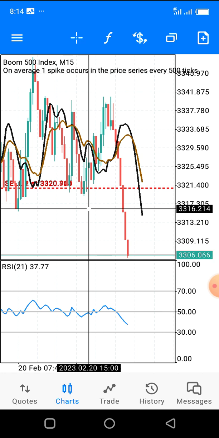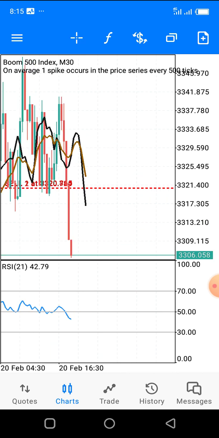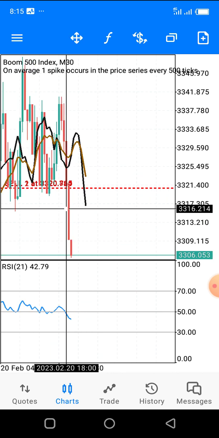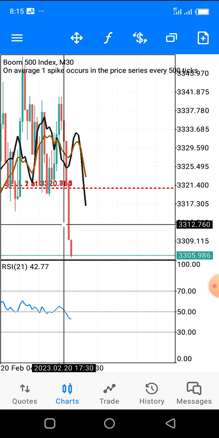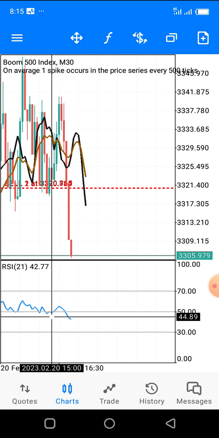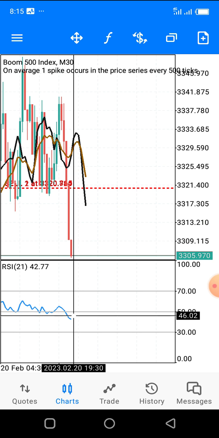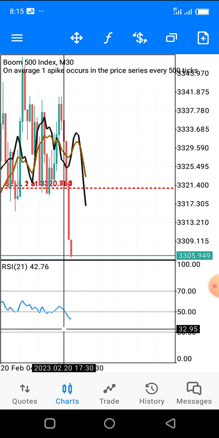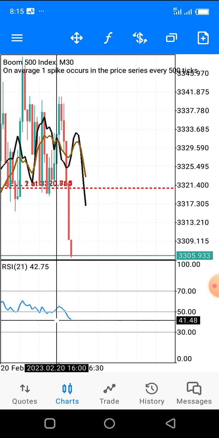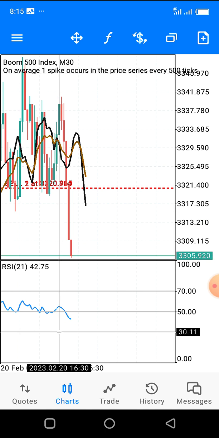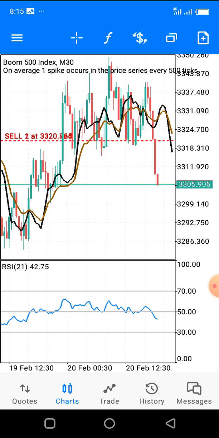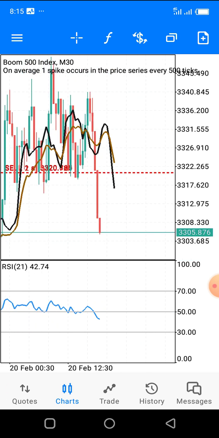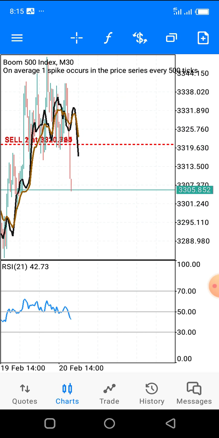The market is still falling. Even in the 30 minutes time frame, the crossover just happened here. At least the black just crossed over the brown moving average, and my RSI is around here below 50. It hasn't moved to 30 yet, so it's still going to fall to 30 and probably below 30 before I could close it. So as you can see right here, let me make my chart smaller.